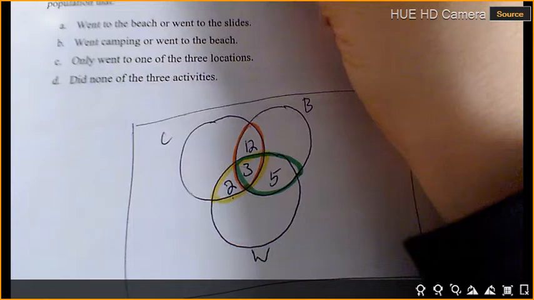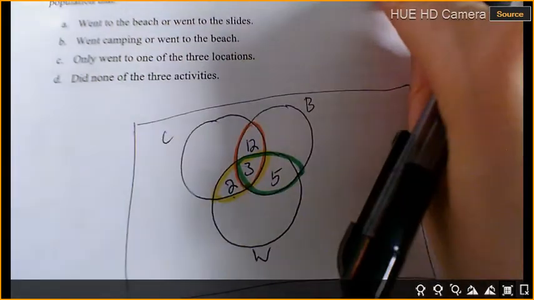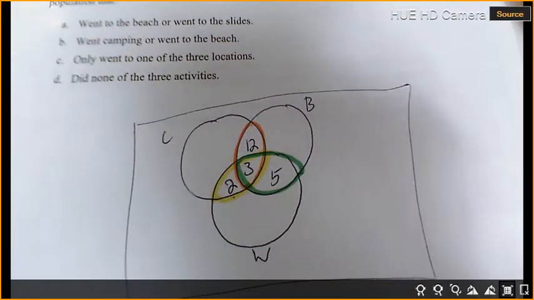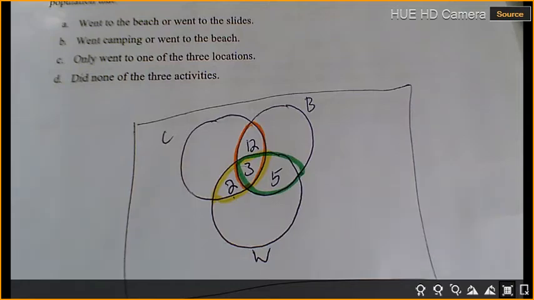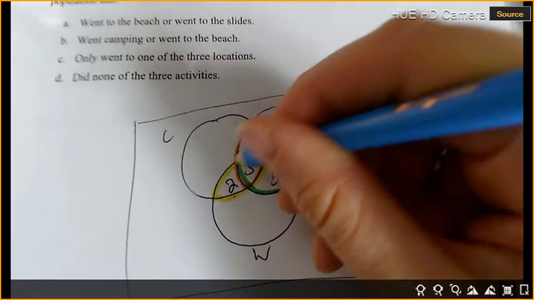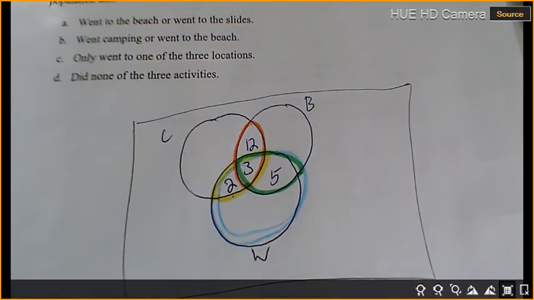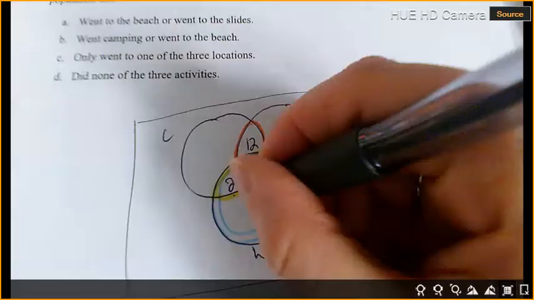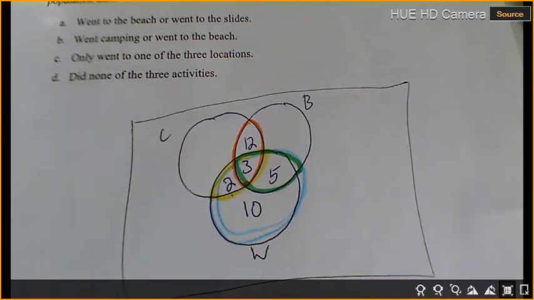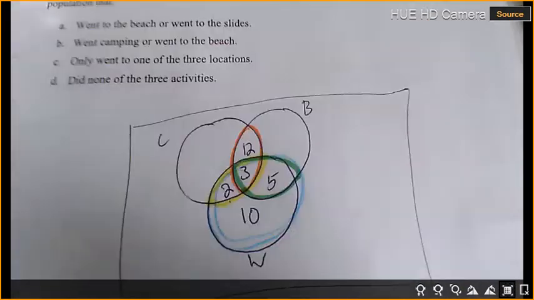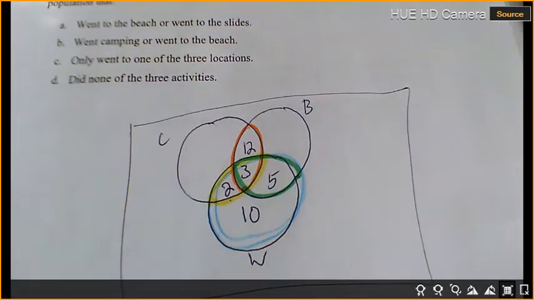Okay, now we're back to, it says 20% went to the water slide. So I'm looking just right here at this circle, and that has to make 20%. So I need 10 more. Good. Okay. So we've done the water slide.